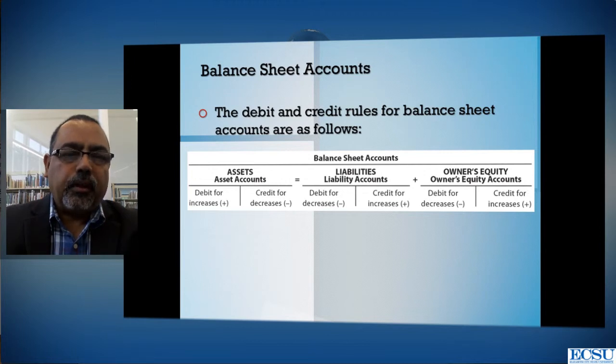They have to be matched with the rule. For assets, debit is for increase, credit for decrease. Liabilities, debit for decrease and credit for increase. Because the liability is on the other side of the accounting equation, it will have opposite rules. Similarly, owner's equity also will be the same as the liabilities: credit for increases, and debit for decreases.